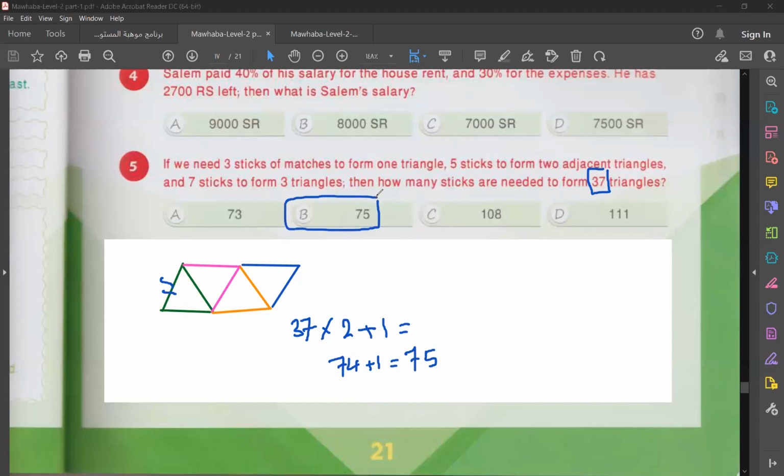Can I answer question 6? Do you understand, Arif? Yeah, I did. Can I answer question 6 at this point?